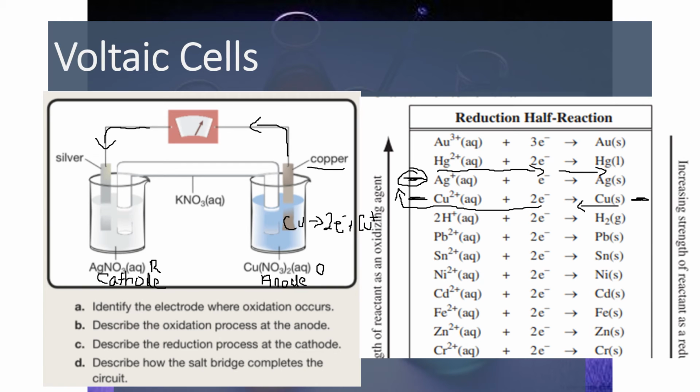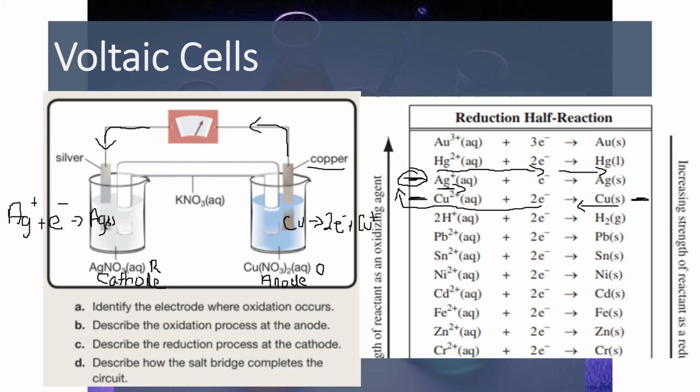Well, I read it just like here. I start here, go through reduction, and I have my silver ion plus my electrons reacts to form my silver metal solid.